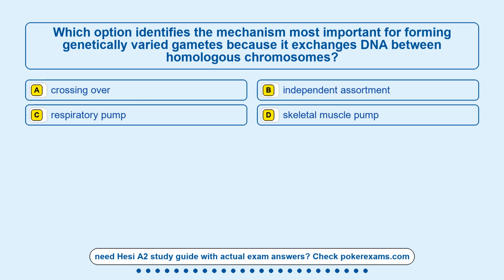Question 14. Which option identifies the mechanism most important for forming genetically varied gametes because it exchanges DNA between homologous chromosomes? Option A, crossing over. Option B, independent assortment. Option C, respiratory pump. Option D, skeletal muscle pump. The correct answer is option A, crossing over.